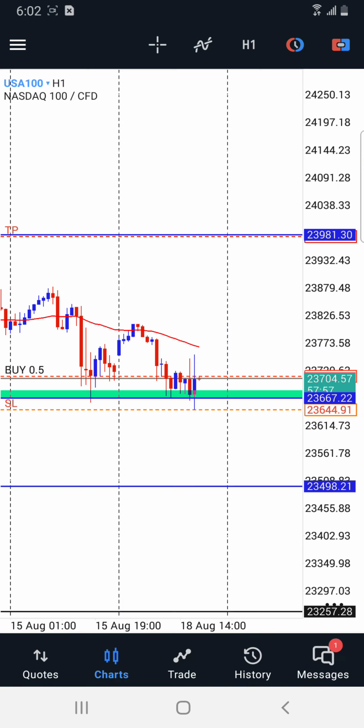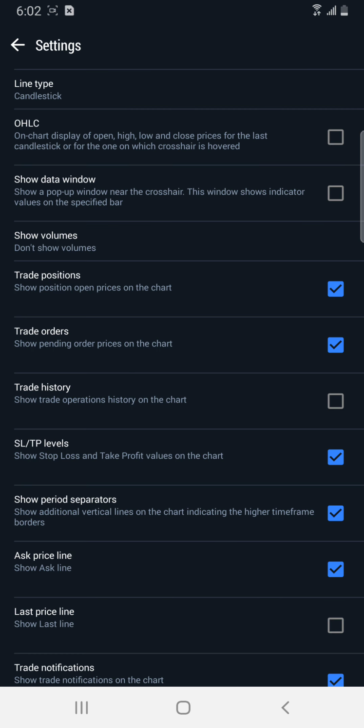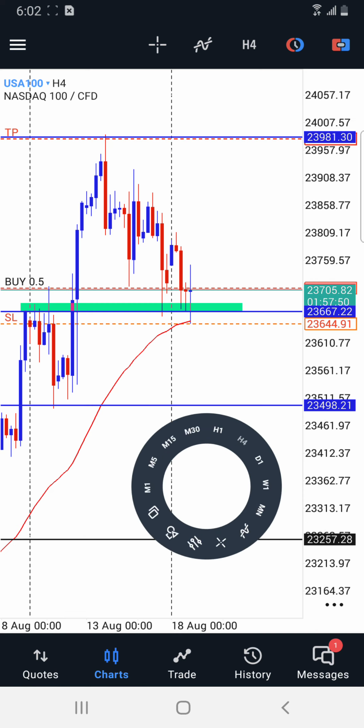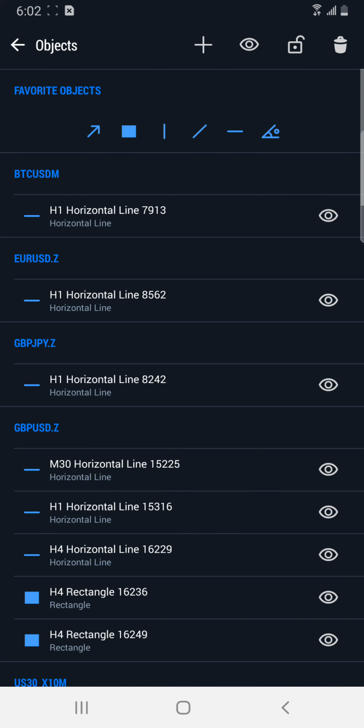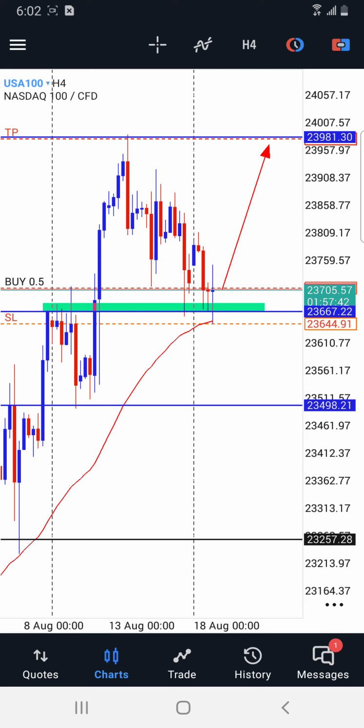So yeah, that is it on Nasdaq. Generally this week we are buy biased, and you can start looking for perfect entries so that you can stack your buys as we rally all the way up to 23,981. So yeah, that is it on the pairs that we have this week.